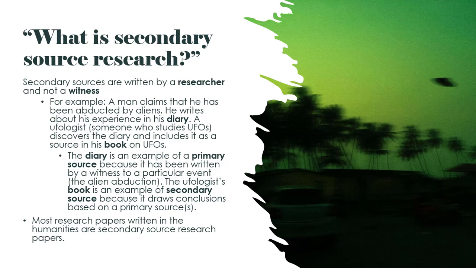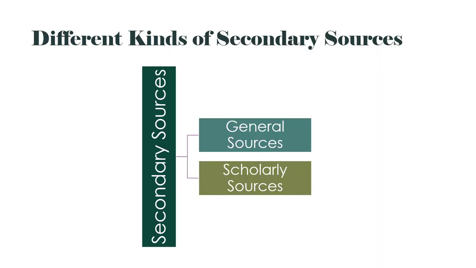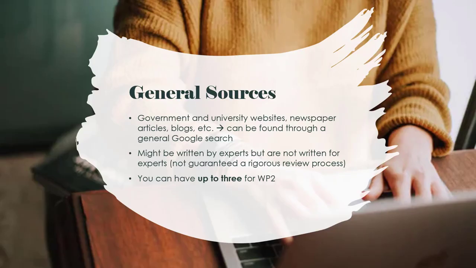And if you've written a standard research paper before, especially in the humanities, more than likely that research paper has used secondary sources. For the purposes of our researched argument essay, we're predominantly going to be dealing with two different kinds of secondary sources: general sources and scholarly sources. General sources can typically be found through a generic Google search. These can include government and university websites, newspaper articles, and blogs, among some other sources too.